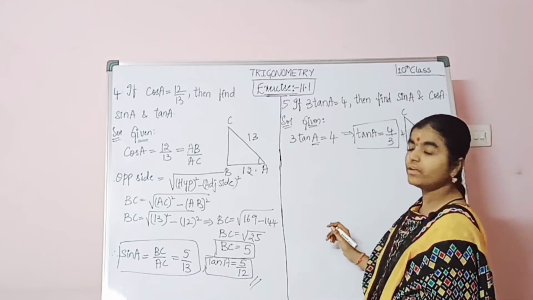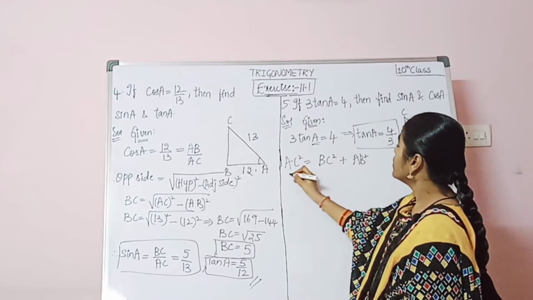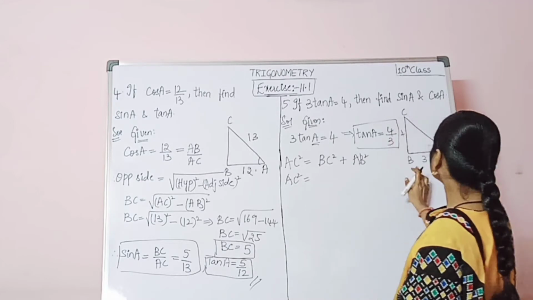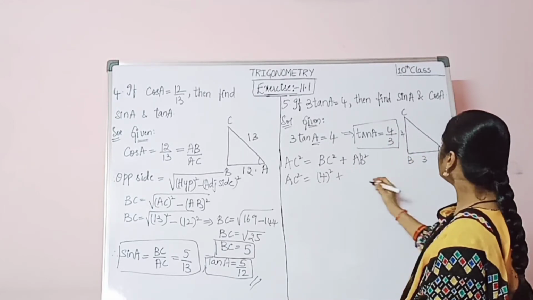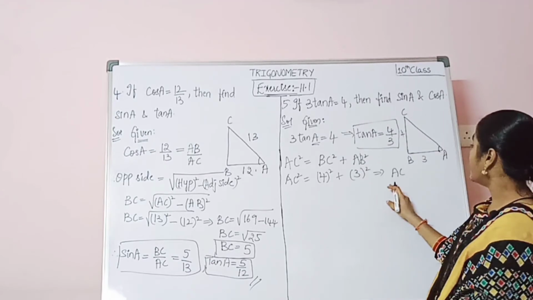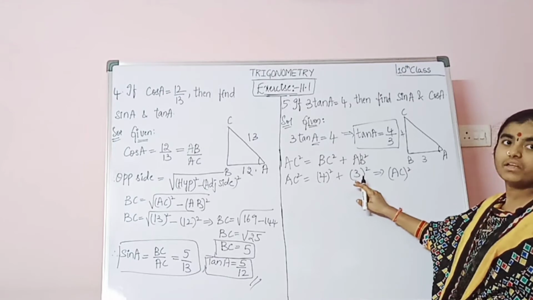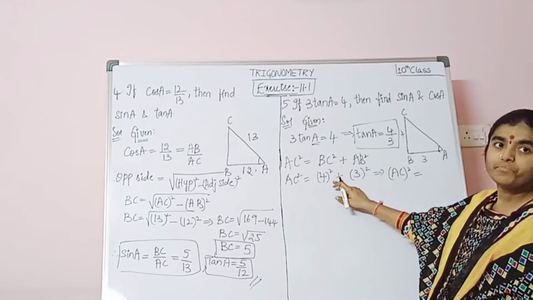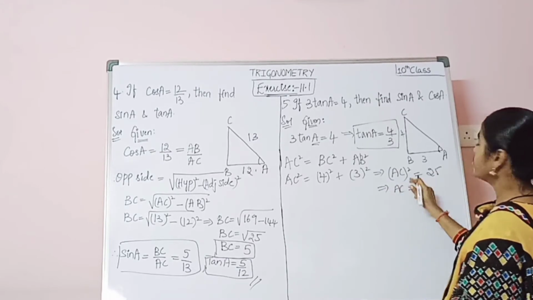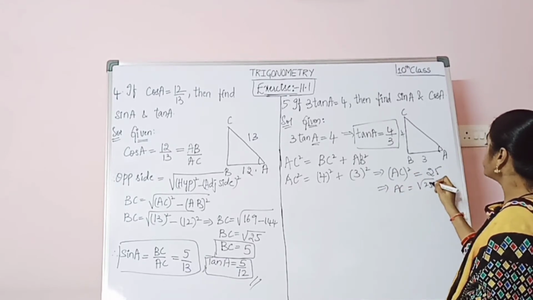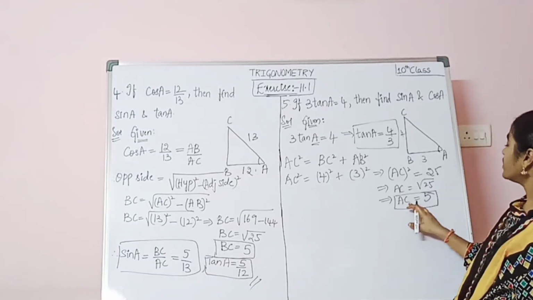For finding hypotenuse, AC square equals BC square plus AB square. Now AC square equals, what is BC here? 4. 4 whole square plus, what is AB? 3 whole square. That implies AC square equals 4 4s are 16 plus 3 3s are 9, means what we will get here? 25. So that implies AC equals root 25. What is the root of 25? 5. So we got the hypotenuse value.